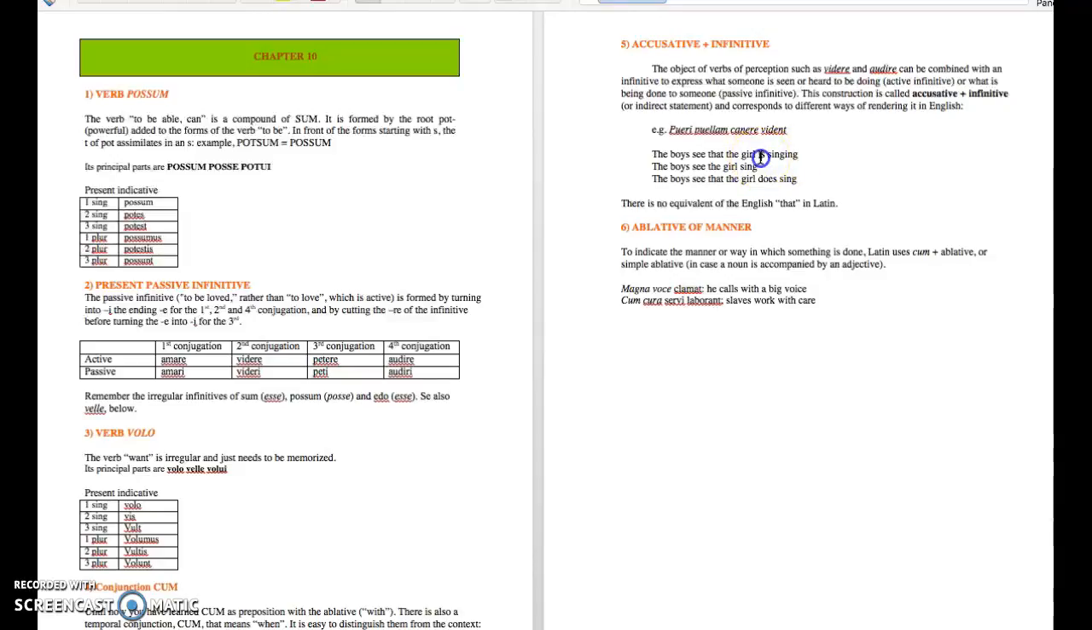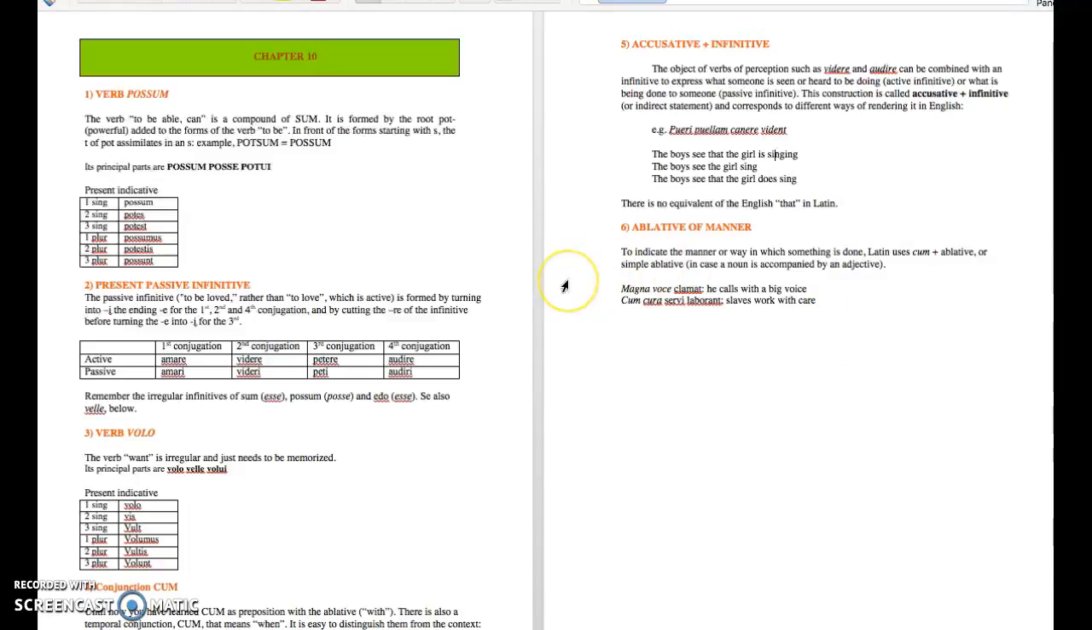Now, in Latin, instead of having the verb in indicative, you have the verb in infinitive and the subject in accusative, because it corresponds to a sentence that in English would sound like the boys see the girl to sing. So the girl becomes a sort of object of the verb videre rather than the subject of to sing. And the verb goes in infinitive. Okay?